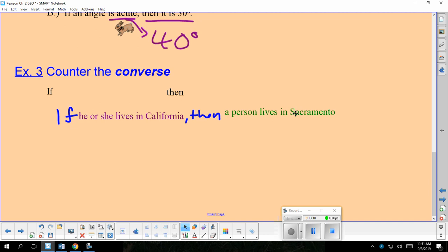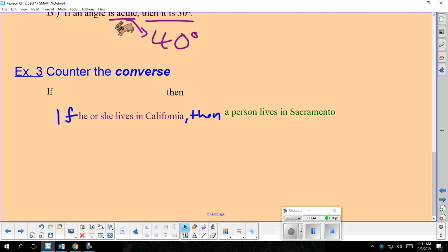Was the original statement true? The person lives in Sacramento and lives in California? That's true. But is this true? If he or she lives in California, then a person lives in Sacramento. If you shake your head and say it's not true, you need to come up with a counterexample. Luke, where do you live? Placerville. So Luke is a counterexample to this statement.